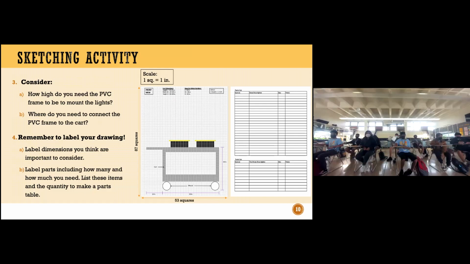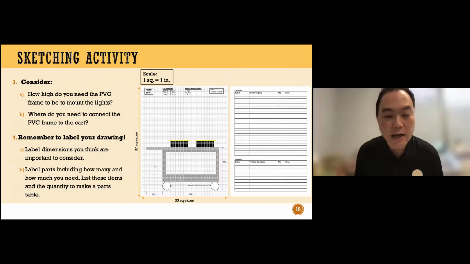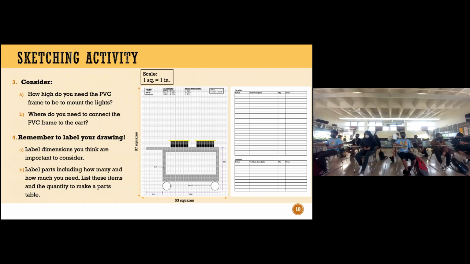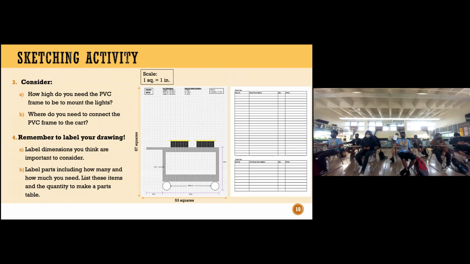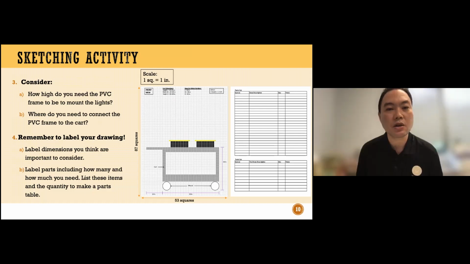Anybody have any questions on the activity or clarification? To clarify before the students start, they have to draw the PVC pipe that's going above the cart, correct? Yes. And then they have to identify the parts on their other sheet handout, along with the number of items that they need. Yes, that is correct.